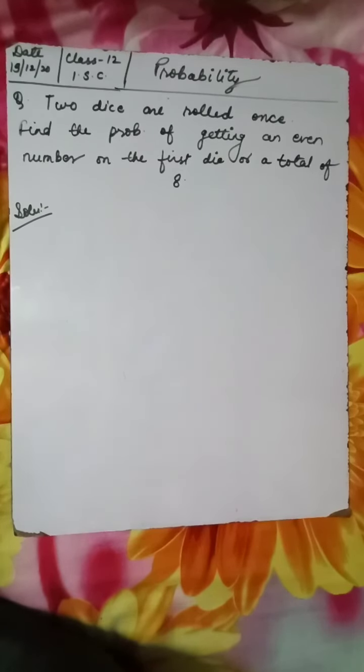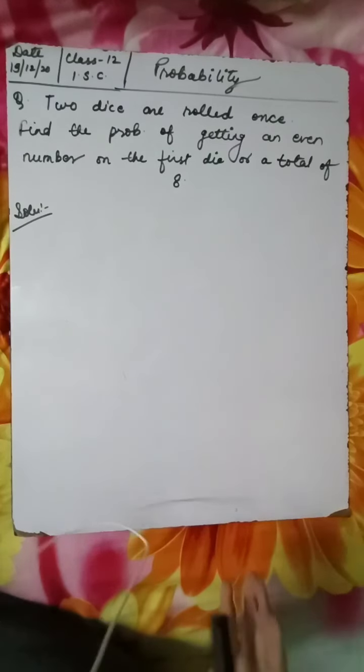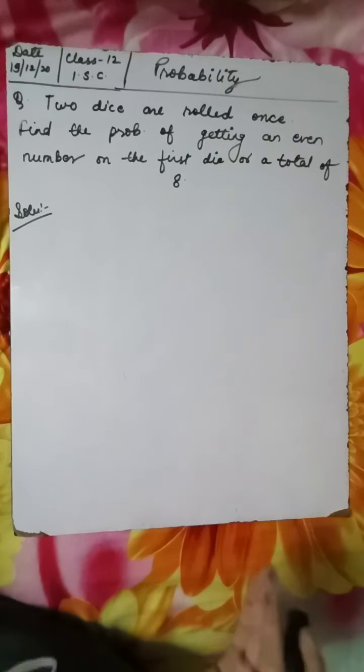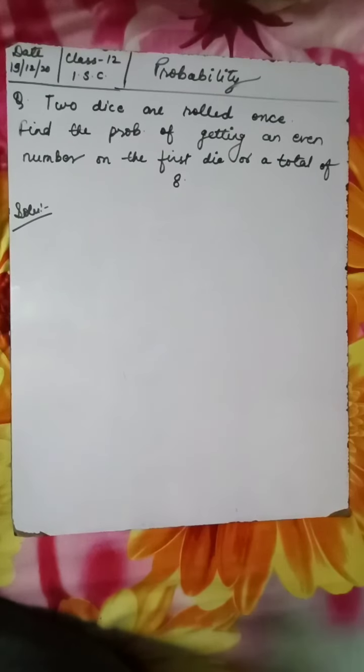In the previous lecture, we started the probability chapter with some basic things, and I explained some questions related to the same. Now, in this, we'll see some more questions, and then we'll head to the next exercise, that is conditional probability. Okay, so as you can see, the question I've written here: two dice are rolled once. Find the probability of getting an even number on the first die or a total of 8.